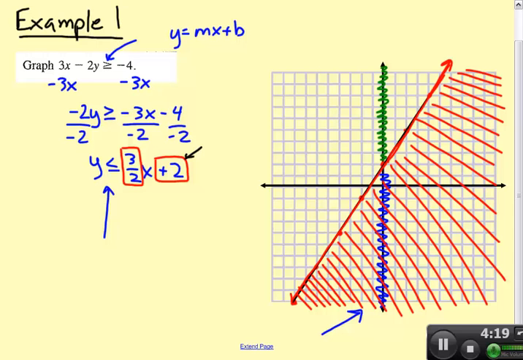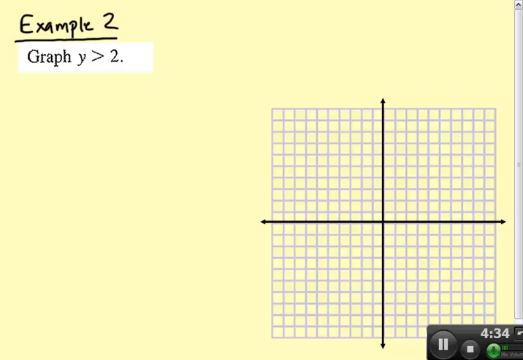Okay, well, let's look at the next example. That's easy enough, right? We just graph it like it's a line, and then we decide which section we need to shade in, the green section or the blue section. Since it said less than, I'm shading the blue section. Now, let's look at the next example. You'll remember that whenever we have a line that says y equals something, that is a horizontal line at this number.